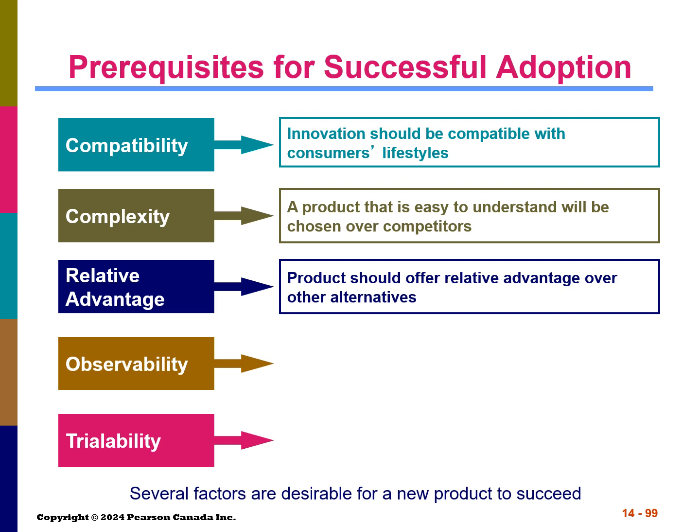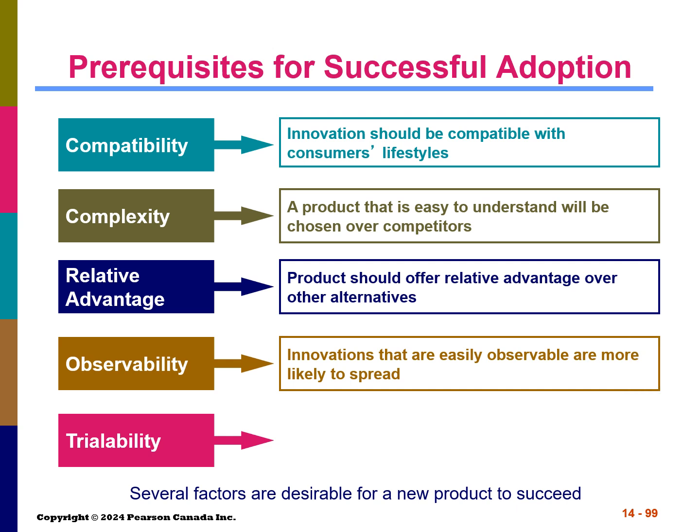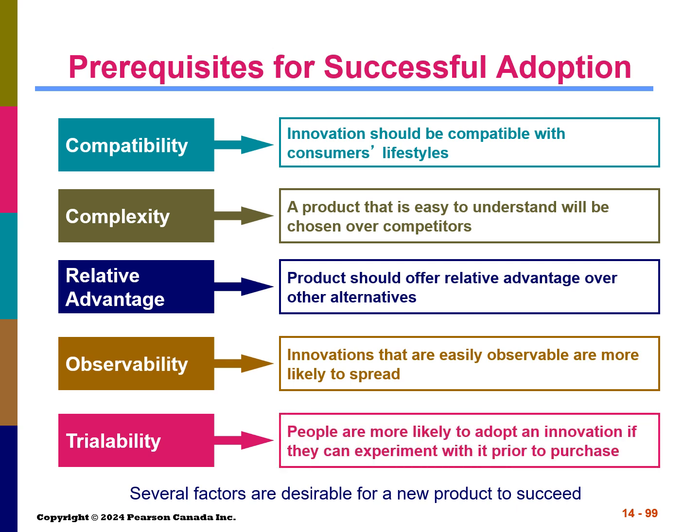The fourth factor is observability. Innovations that are easily observable are more likely to spread. For example, part of the iPad's success was that it was easy to observe other people using it and what benefits it could provide. The last factor is trialability. People are more likely to adopt an innovation if they can experiment with it before buying. For example, companies often distribute trial-size samples of new products to reduce the risk of trial.